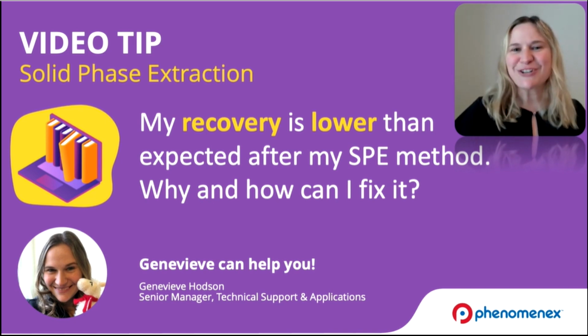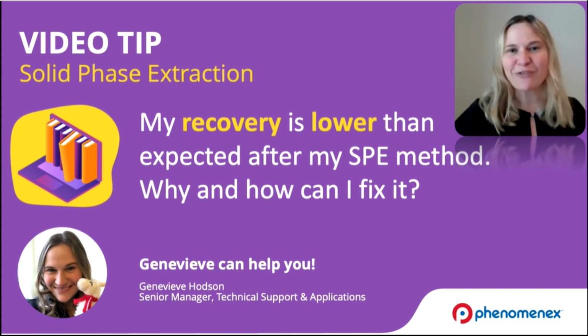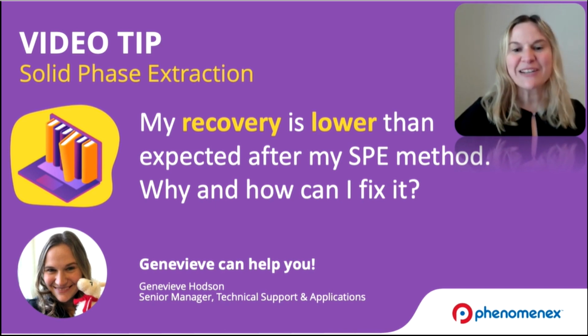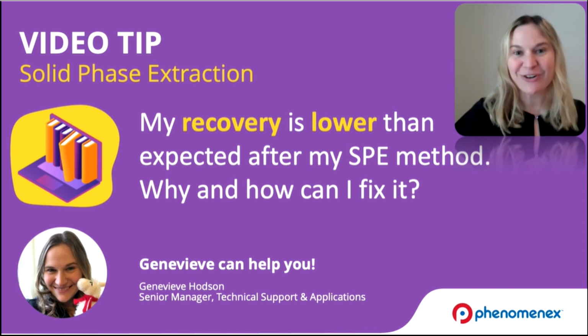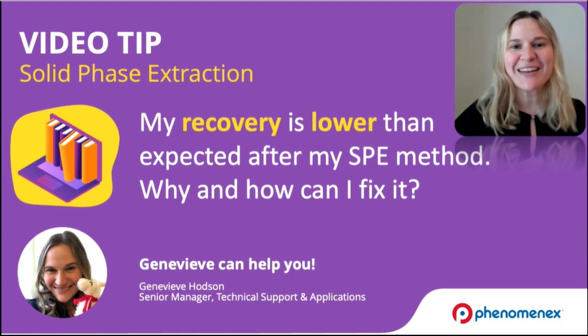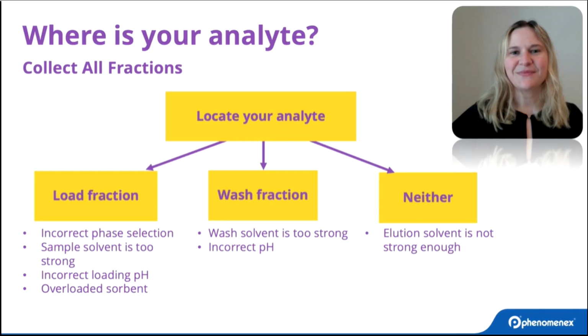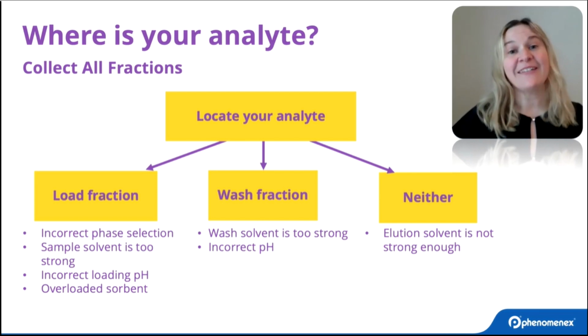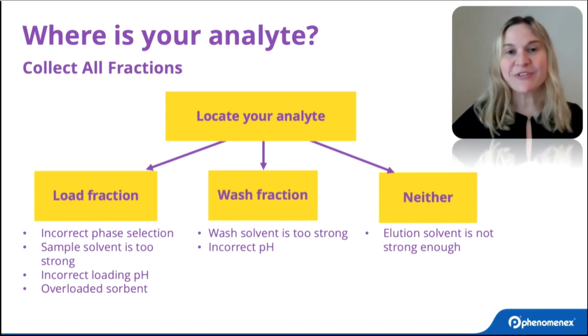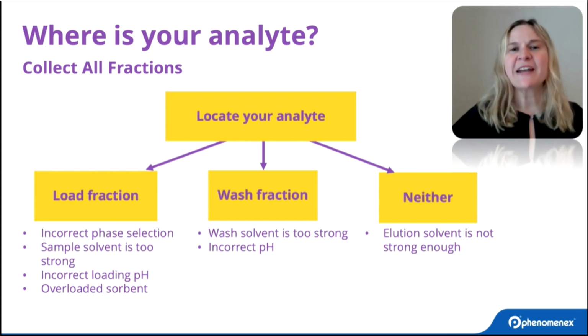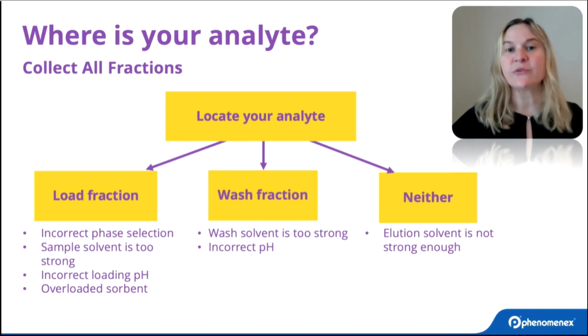This type of question comes to us pretty often in one form or another, and it covers really just low recovery in general. So let's hop into it and look at a slide that I've prepared. When troubleshooting low recoveries, the most important thing to do is to figure out where your analyte is going. You started with 100% of your analyte, and now we're missing some of it. It's important to find out what step we lost our analyte.